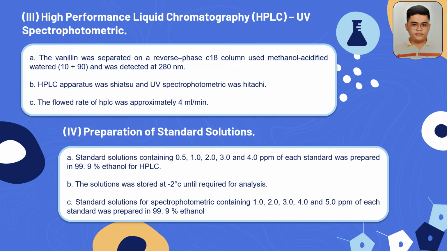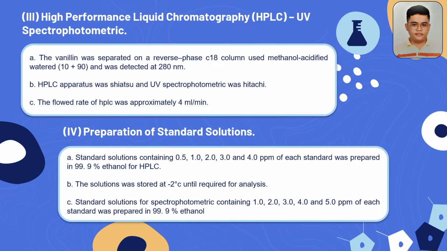Third is high performance liquid chromatography, HPLC, with UV spectrophotometric detection. The vanillin was separated on a reverse phase C18 column using methanol and acidified water, 10 plus 90, and was detected at 280 nanometers. The HPLC apparatus was Shimadzu and the UV spectrometer was Hitachi. The flow rate of HPLC was approximately 4 ml per minute.